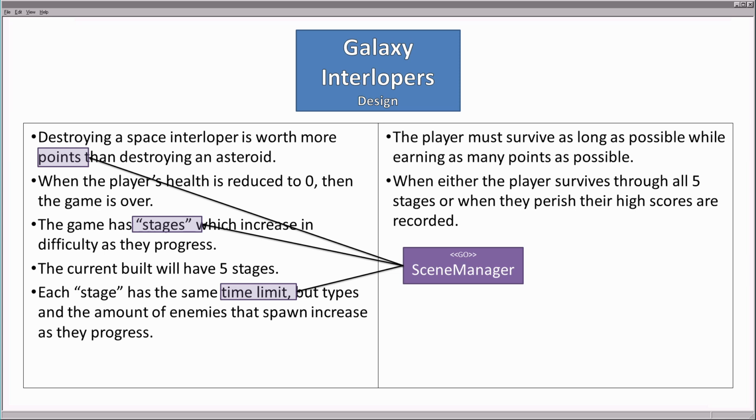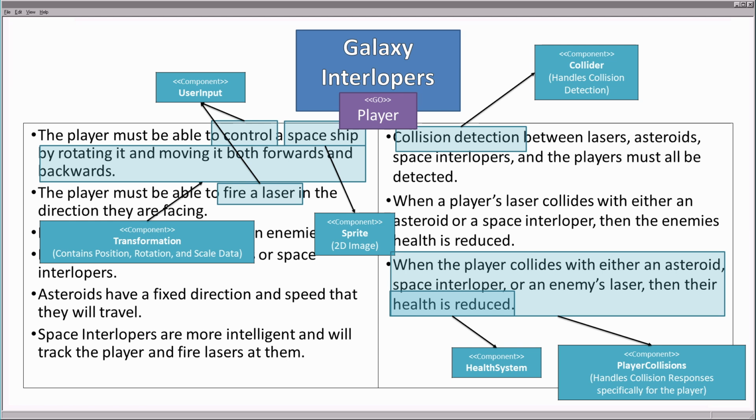Many times we can identify this game object when we notice that the game needs information managed, like points, timers, and etc. We also notice that the scene manager is also related to the stages, or the other scenes throughout the game.